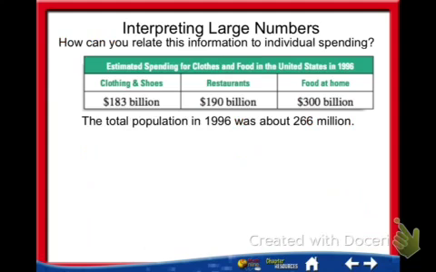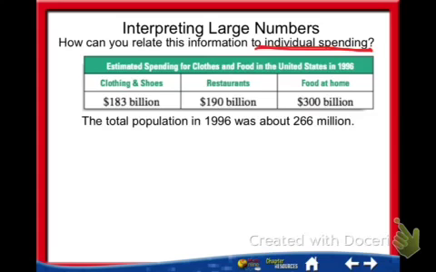Interpreting large numbers. How can you relate this information to individual spending? The estimated spending for clothes and food in the United States in 1996. Our categories are clothing and shoes, restaurants, and food at home. We know that the total population in 1996 was about 266 million. What this question is asking us to do is to find the individual spending. So that means how much did each person spend on each category?